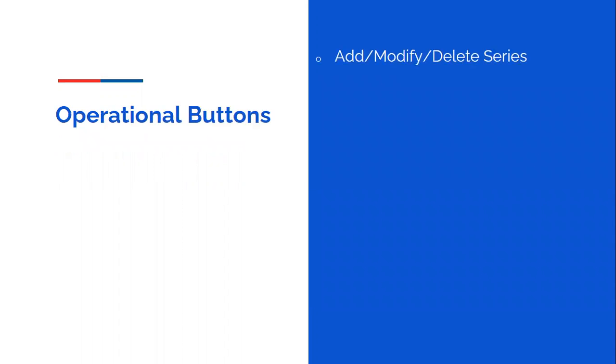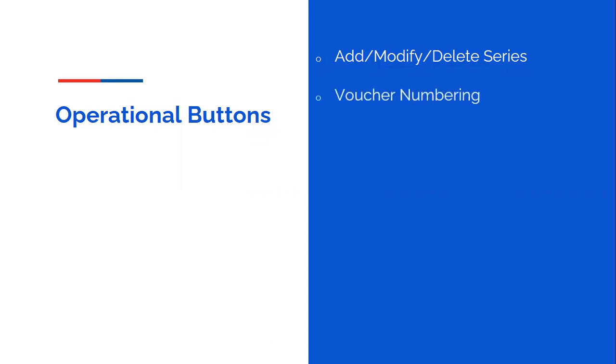In this screen, you can see there are multiple options, multiple buttons. These all are operational buttons. First is add, modify, delete series. So if you want to add a series, you can click on add. If you want to modify the series name, you can modify. If you want to delete the series, you can select the series and delete.